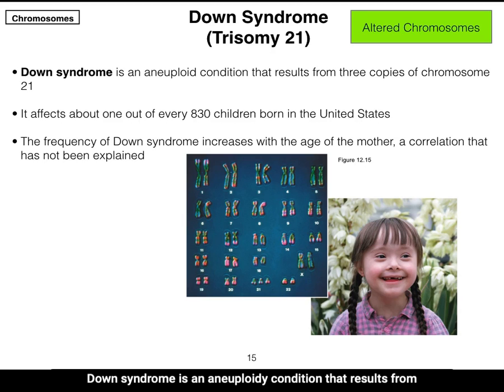Down syndrome is an aneuploid condition that results from 3 copies of chromosome 21. Down syndrome affects about 1 out of 830 children born in the United States. The frequency of Down syndrome increases with the age of the mother. But this correlation between the age of the mother and the frequency has not yet been explained.